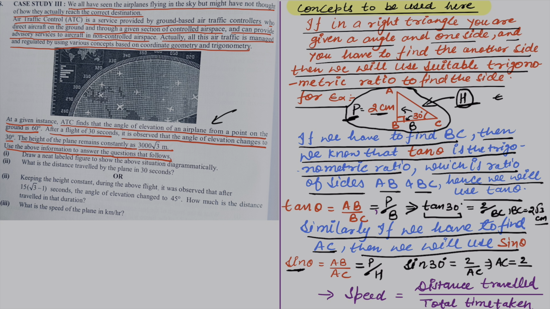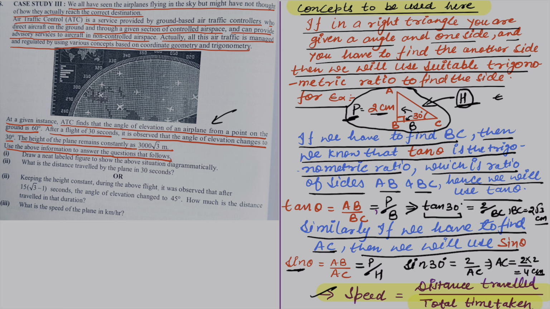Sine 30 is 1 by 2. 2 will go in numerator. It will be equal to 4 centimeter. Similarly, if in a right angle triangle we are given one angle and one side, then we can find the other two sides easily. One more concept that we are going to use here is speed is equal to total distance traveled upon total time taken.